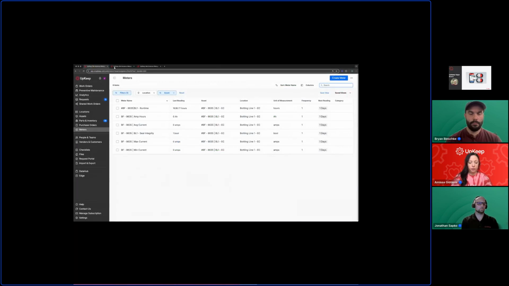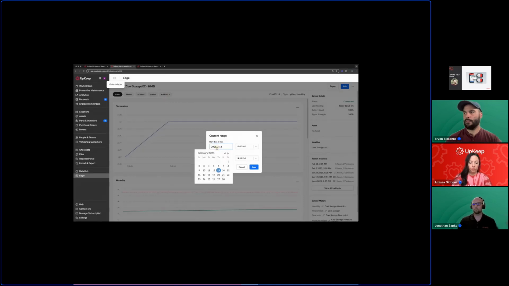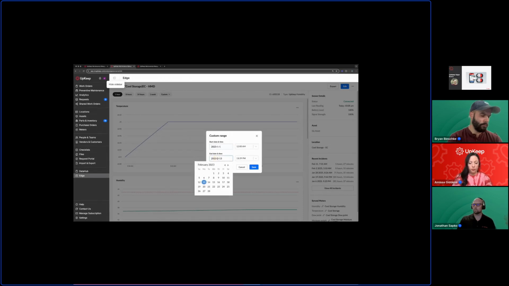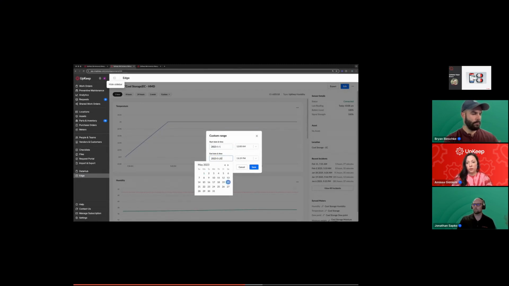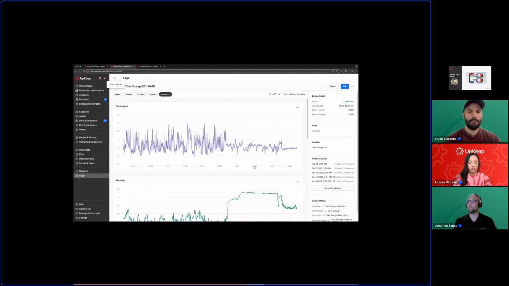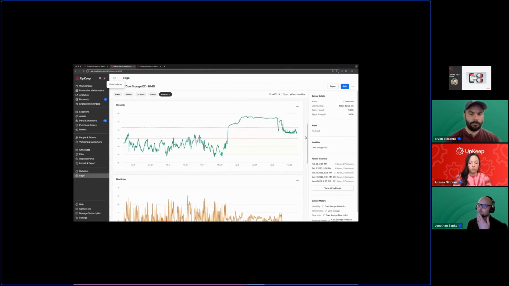So if we go into this sensor, I actually want to go back to the beginning of 2023. And we'll focus in on this range. This is when I had my crawl space remediated, and I also had an encapsulation done and a dehumidifier installed into my crawl space. We had a ton of mold.